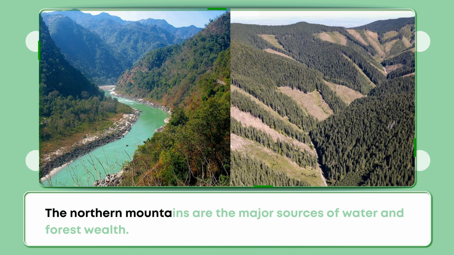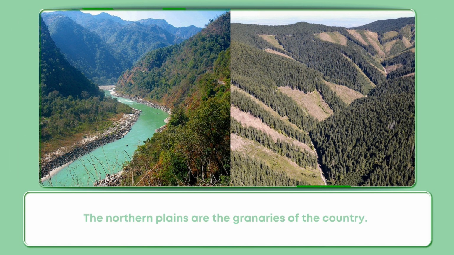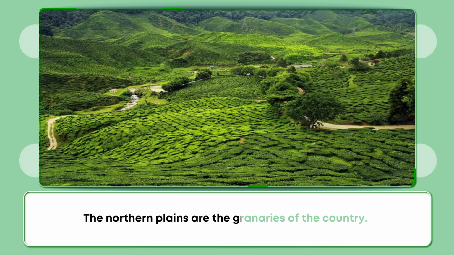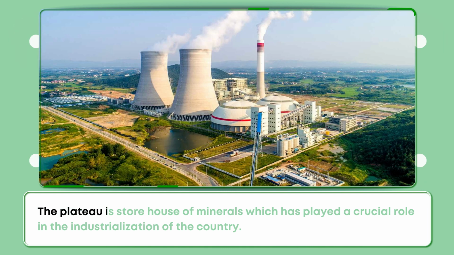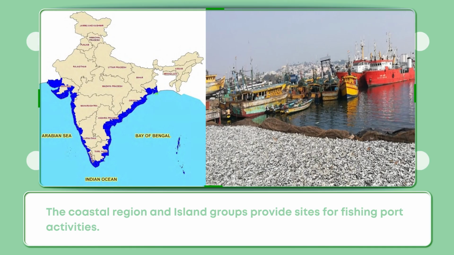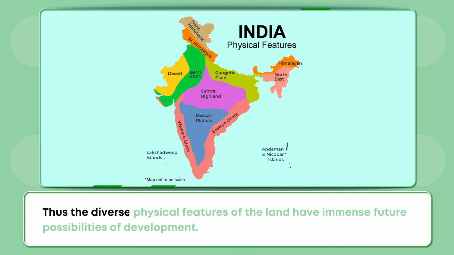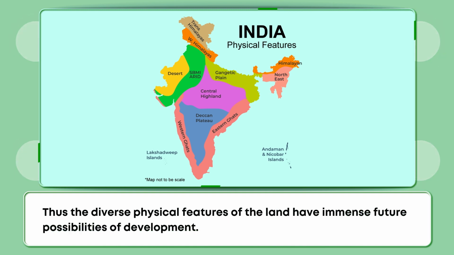The northern mountains are the major sources of water and forest wealth. The northern plains are the granaries of the country. The plateau is a storehouse of minerals, which has played a crucial role in the industrialization of the country. The coastal region and island groups provide sites for fishing and port activities. Thus, the diverse physical features of the land have immense future possibilities of development.